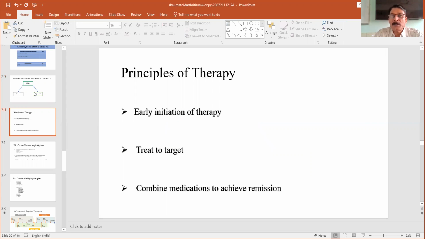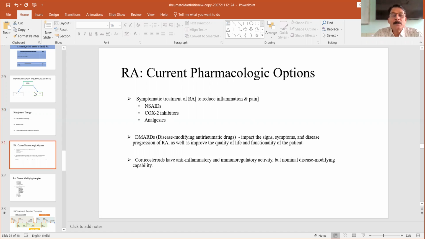So the principle of treatment is early diagnosis and early treatment. Treat to target is a new concept coming up. We are going to talk about it, and a combined medication to achieve remission. That means if monotherapy is not working, then you necessarily go for combination. But today's picture is a bit different. In earlier days, what did we used to do? This is a pyramid. That means you are additive.